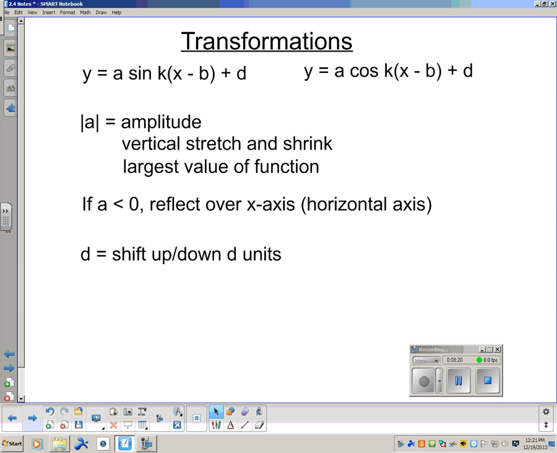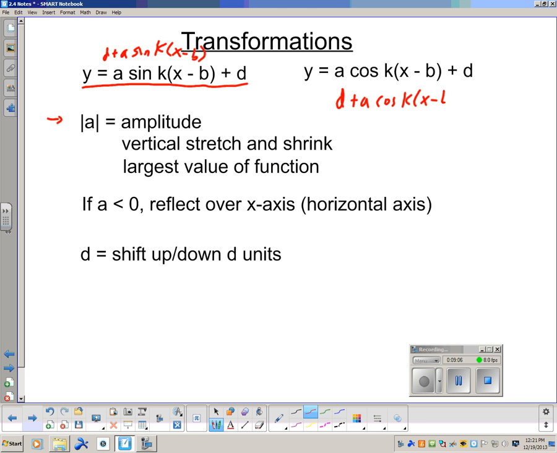So we are going to be looking at transforming the sine and cosine graphs in terms of radians. The one we're going to look at today is the amplitude. The generic formula, I'm going to show it to you: y equals a sine times k parentheses x minus b, and then plus d. Sometimes they put the d out in front and do d plus a sine of k times x minus b. Same thing with the cosine, they might put the d in the front, so it might say d plus a cosine k times x minus b.